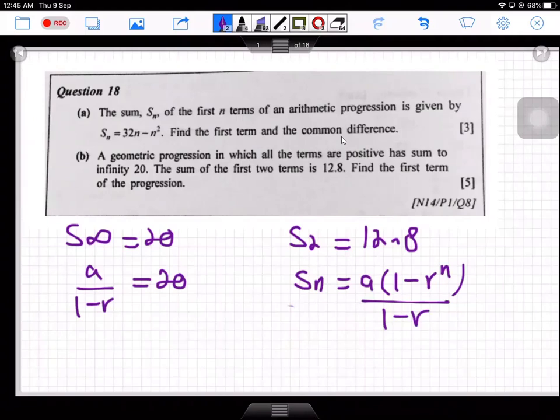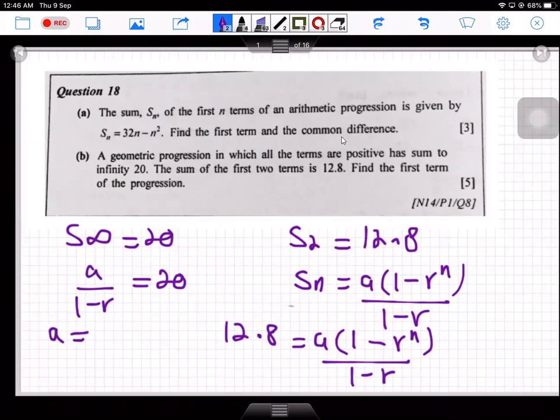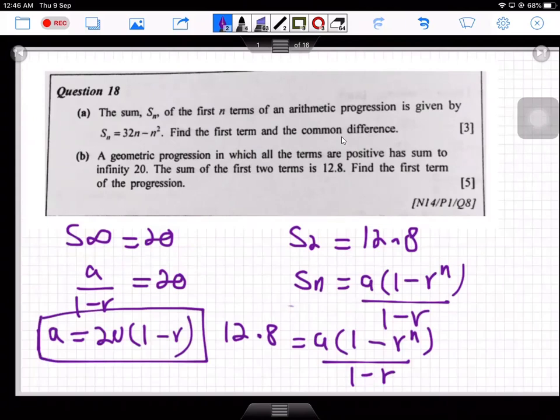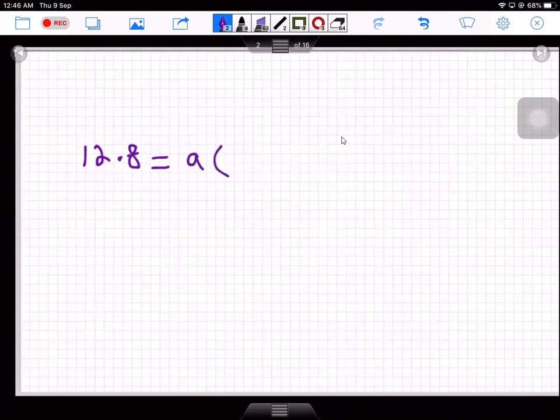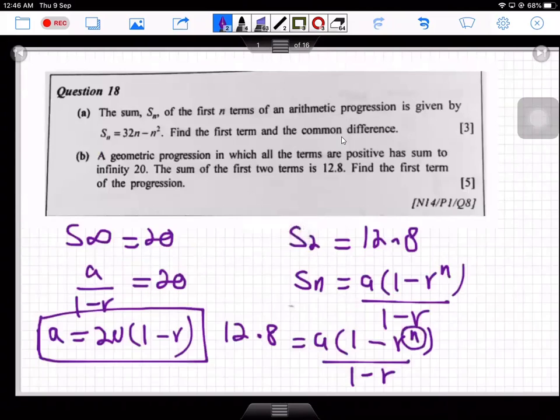So the sum of the first two terms is 12.8, so 12.8 is equal to a multiplied by 1 minus r raised to the power n upon 1 minus r. We can solve the equations if we make a the subject in the first equation. So a is equal to 20 multiplied by 1 minus r. We can substitute this into the second equation. So 12.8 is equal to a multiplied by 1 minus r raised to the power n, and since 12.8 is the sum of the first two terms, this n is basically 2, so r squared.